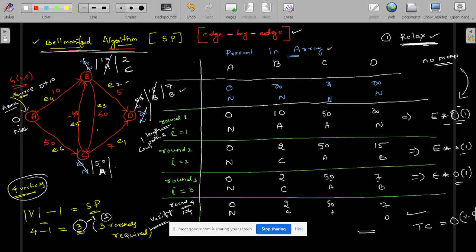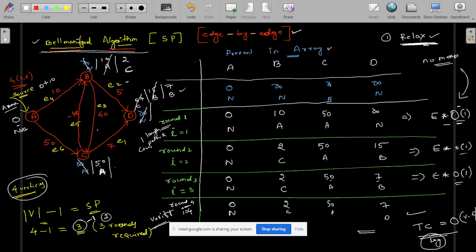So that is the reason why you are not getting log here. That is the reason why min heap is not there. That is the reason why you are not getting log here in the time complexity. So this is what exactly you need to understand. This is all about Bellman-Ford algorithm.